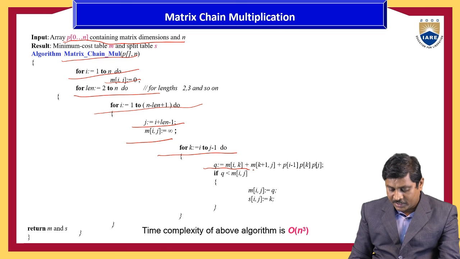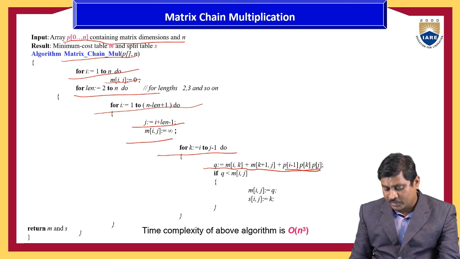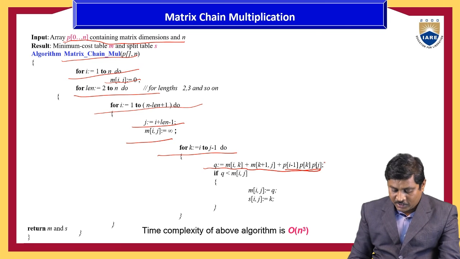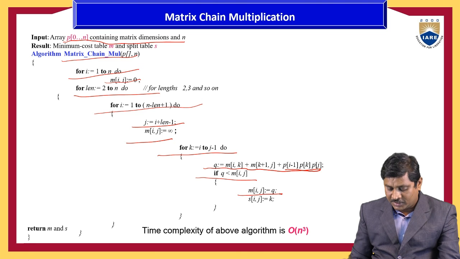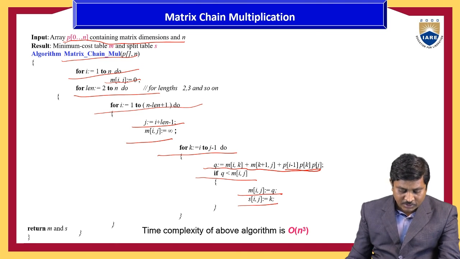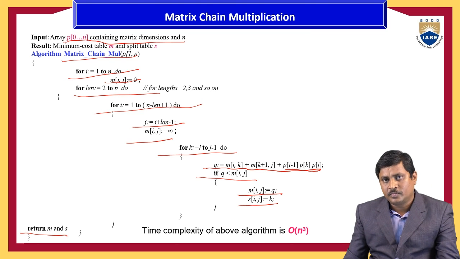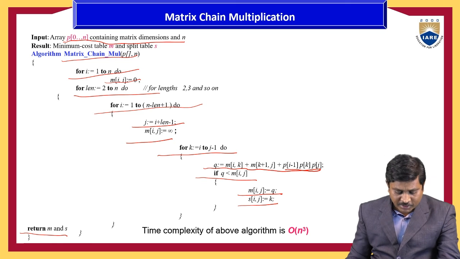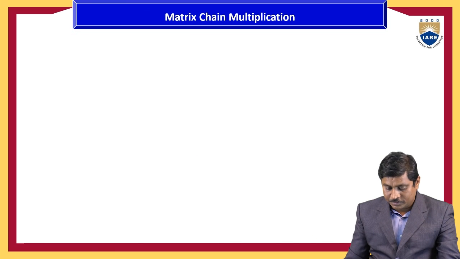q equal to m of i, k plus m of k plus 1, j plus p of i minus 1 into p of k into p of j. If q less than m of i, j, m of i, j equal to q, s of i, j equal to k. Using these formulas we find the values. So finally return the matrix, the minimum cost value and the direction value. The time complexity of this algorithm is big O of n cube.